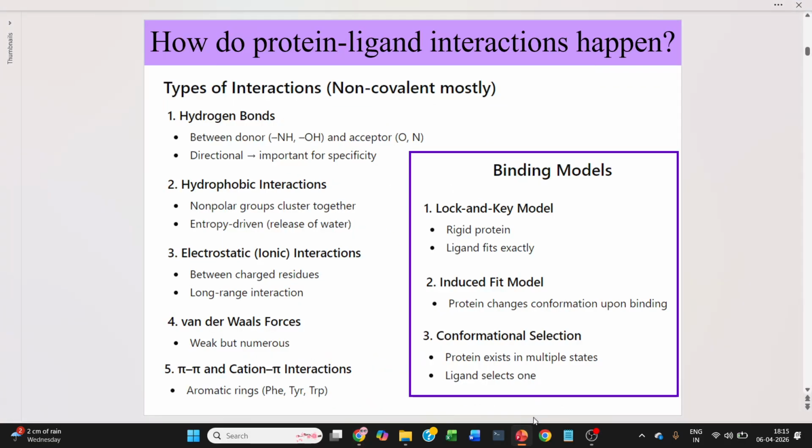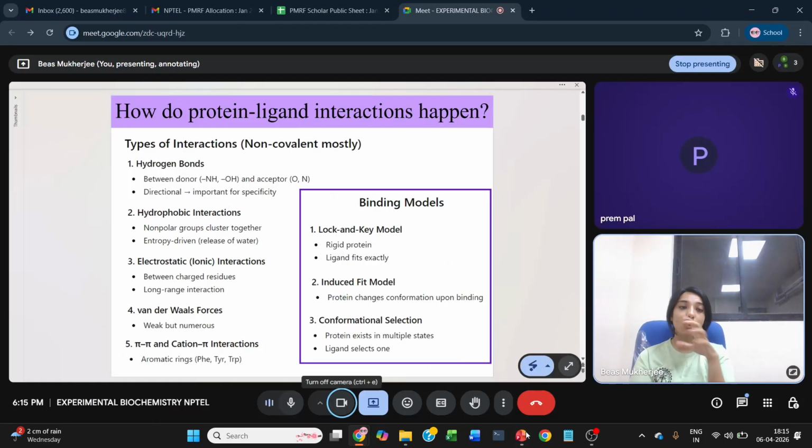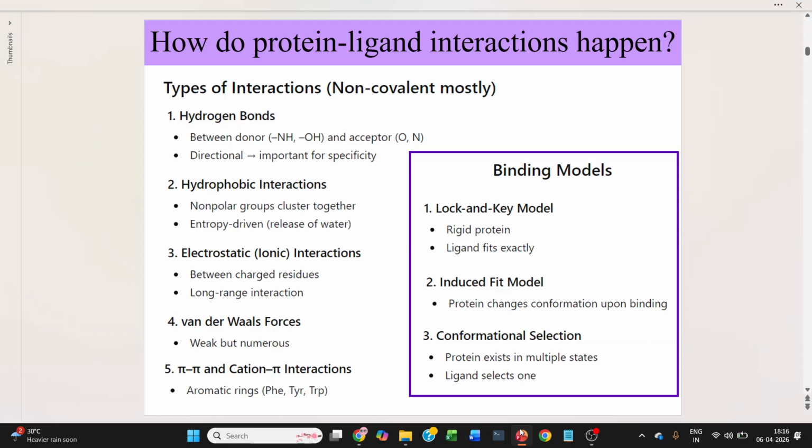We will look at this in a little more detail. All the different interactions are explained for you. Besides all of these interactions, there can be pi-pi interactions and pi-cation interactions as well, and these are mostly mediated by the aromatic residues. Now the type of binding can be rigid body binding, or induced fit where the protein changes conformation upon binding, and it can also be conformational selection. That means the protein exists in multiple states and the ligand selects only one state of the protein, and then it binds to it.